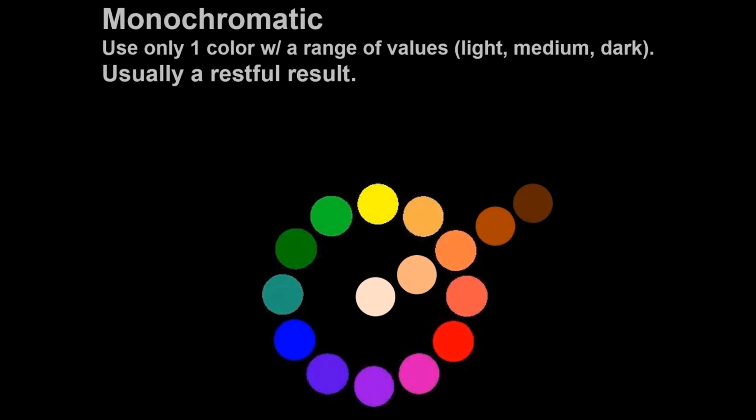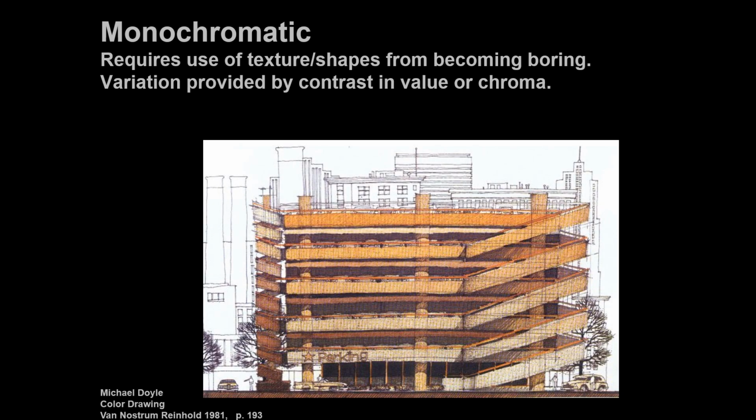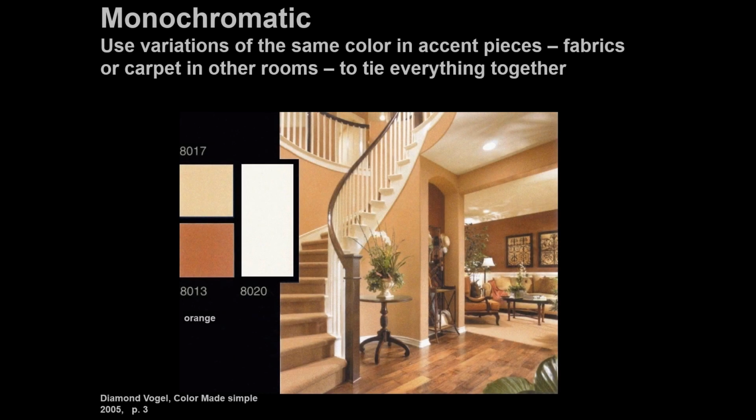Monochromatic is also a very common scheme in that we take one color and then work with the values of that color. And it's usually very restful. Monochromatic is a very restful type of scheme. To get interest, though, that restful scheme needs to have contrast in value or chroma or variation. In this example, one side goes from light to dark, the other one goes from dark to light. The interplay between the two makes it interesting. Here's another example of a monochromatic scheme. Very restful, and the colors work well together.